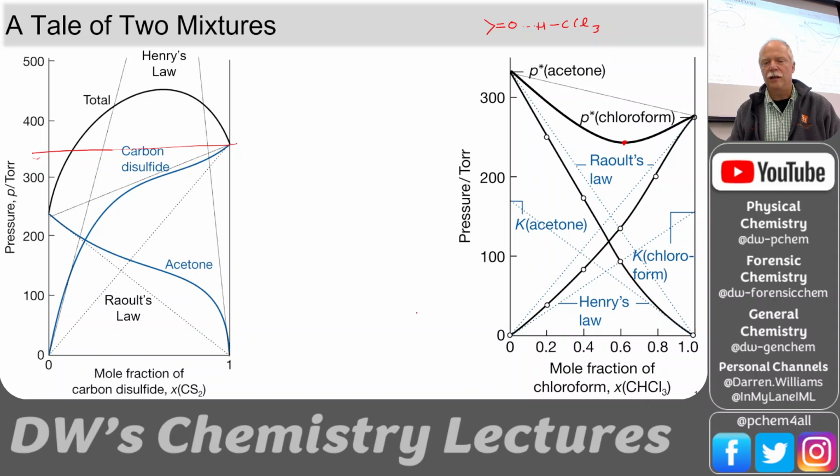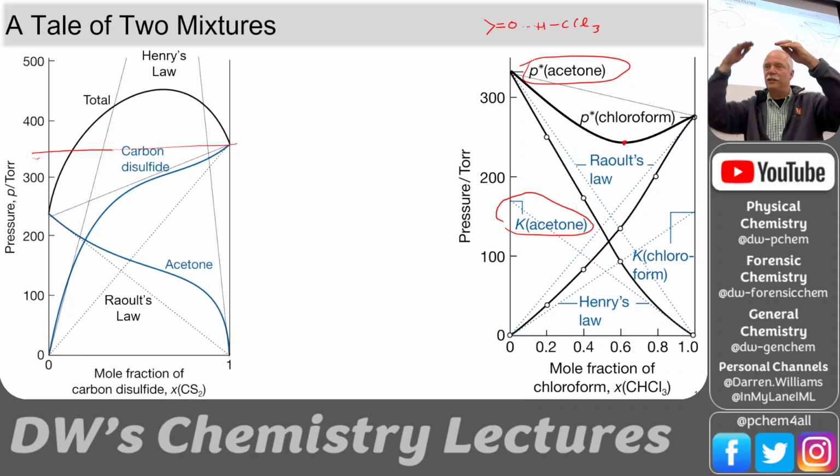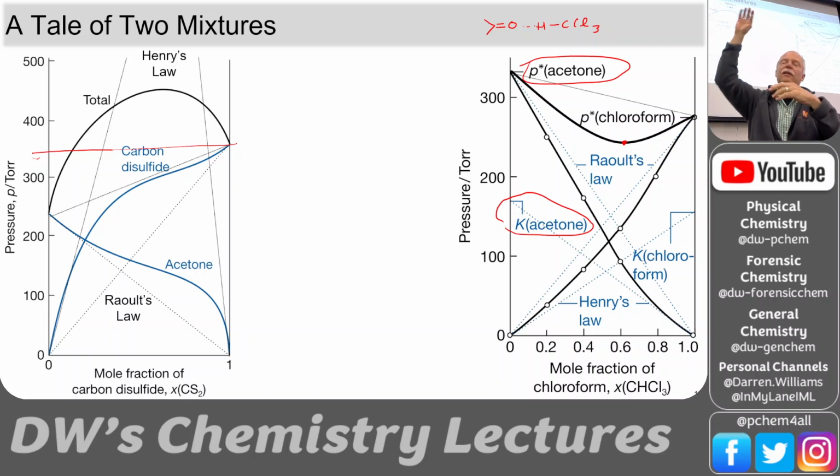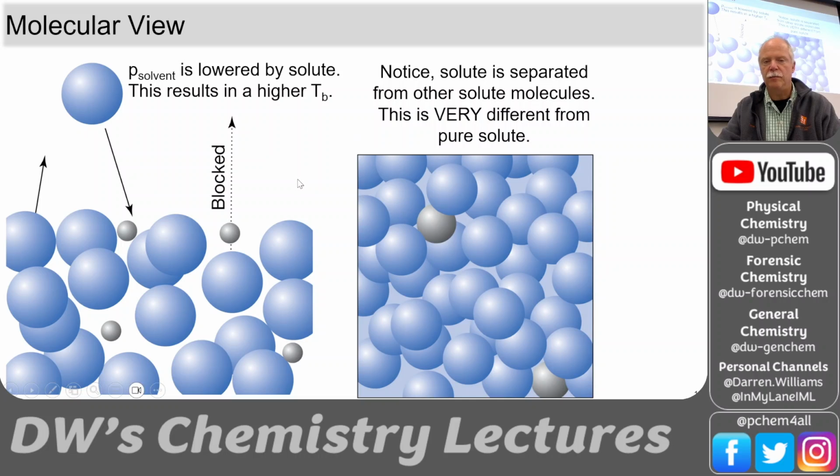And also, if you look at this, the Henry's law constant for acetone in chloroform is much lower than the vapor pressure of acetone. So you can compare that. Henry's law constant, if it's less than the vapor pressure, this is a situation where the molecules like each other. If it's way worse or higher than the vapor pressure, that's a situation where they dislike each other. And so this is just the molecular view.